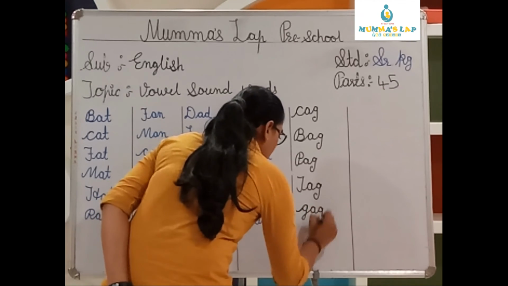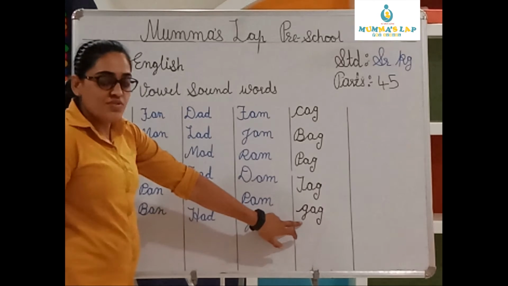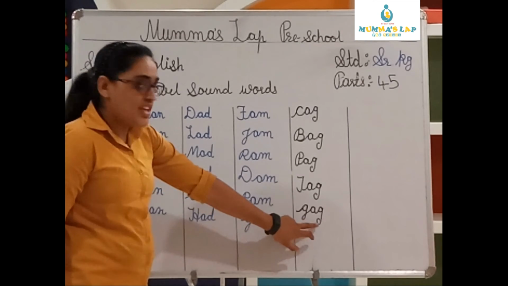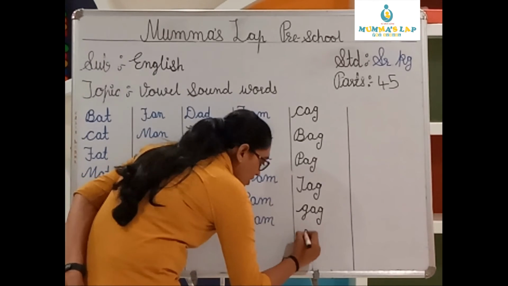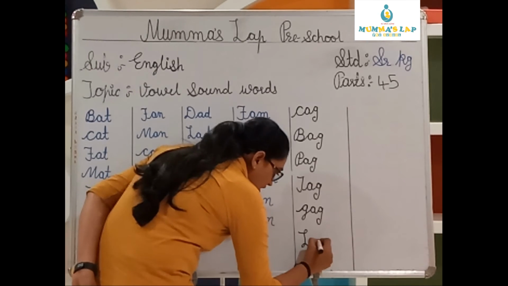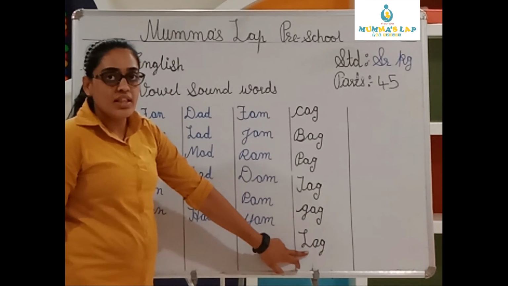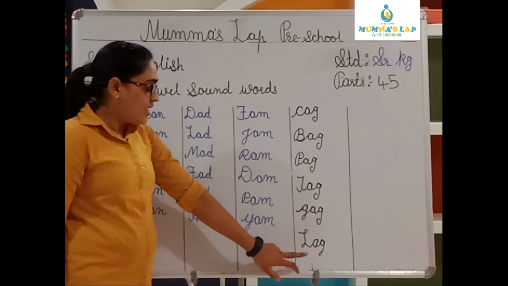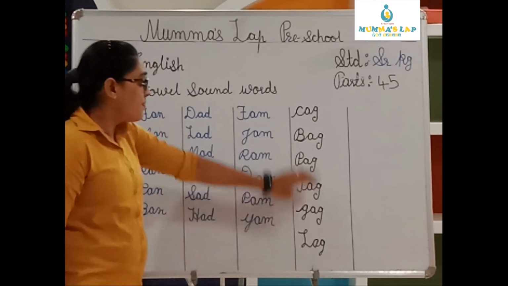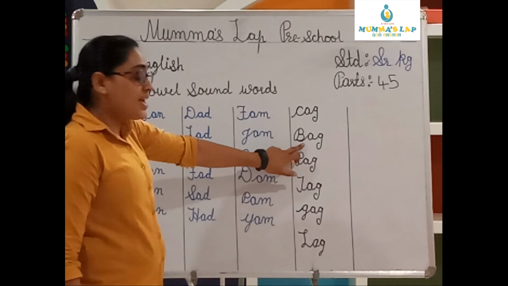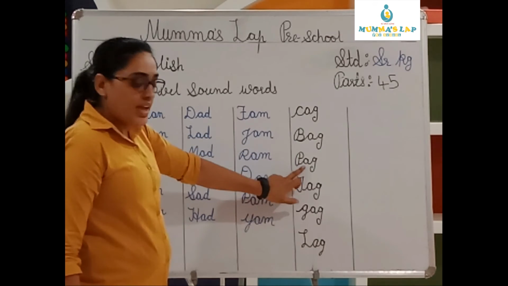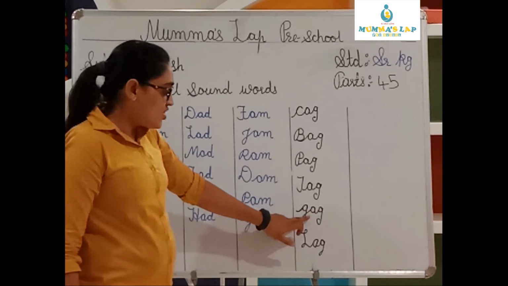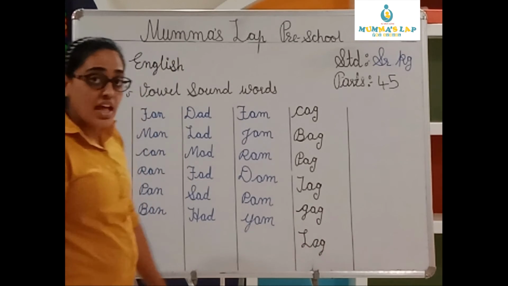Next, G, A, G, gag. What is the sound of G? G, G, G, A, G, gag. L, A, G, leg. What is the sound of L? L, L, L, leg. L, A, G, leg. C, A, G, keg. B, A, G, bag. P, A, G, peg. G, A, G, gag. T, A, G, tag. G, A, G, gag. L, A, G, leg.